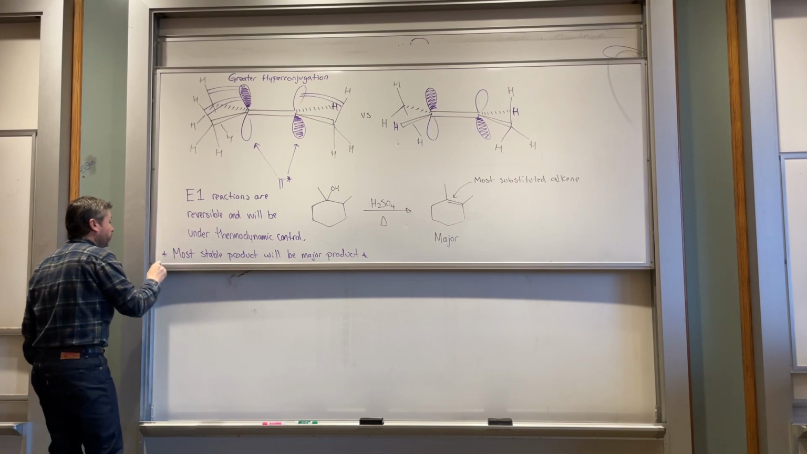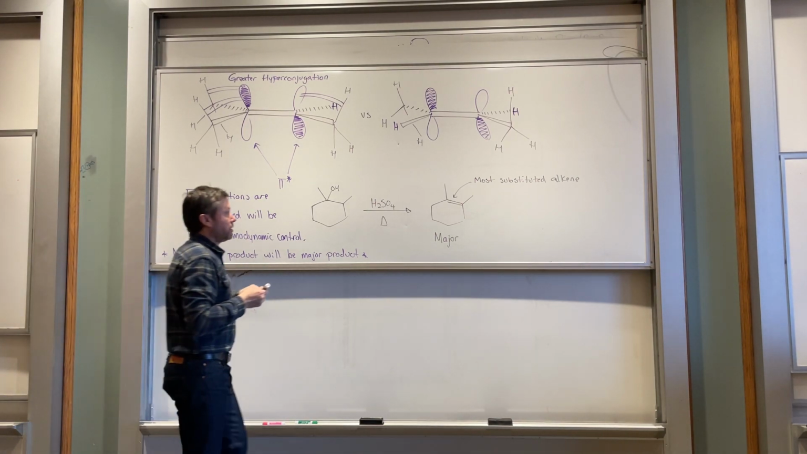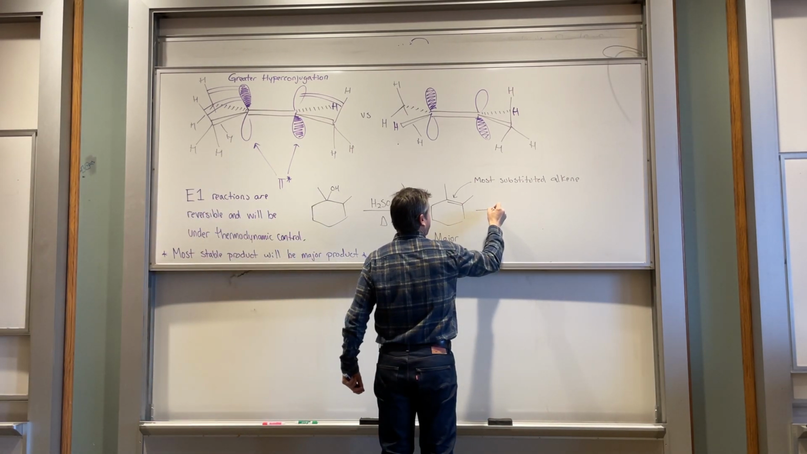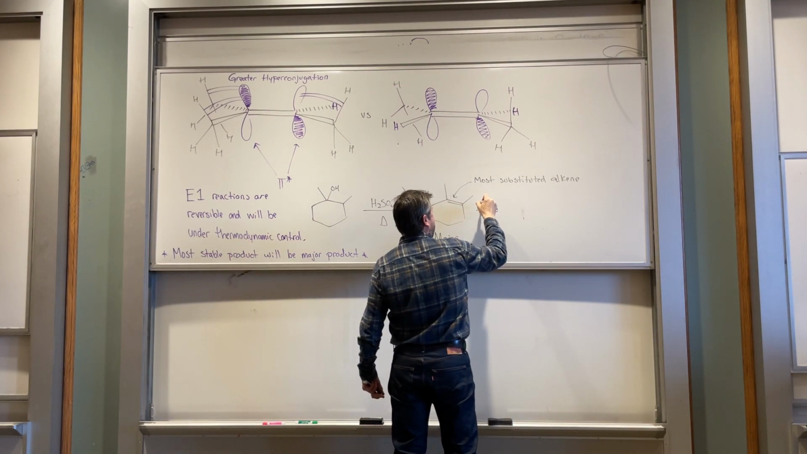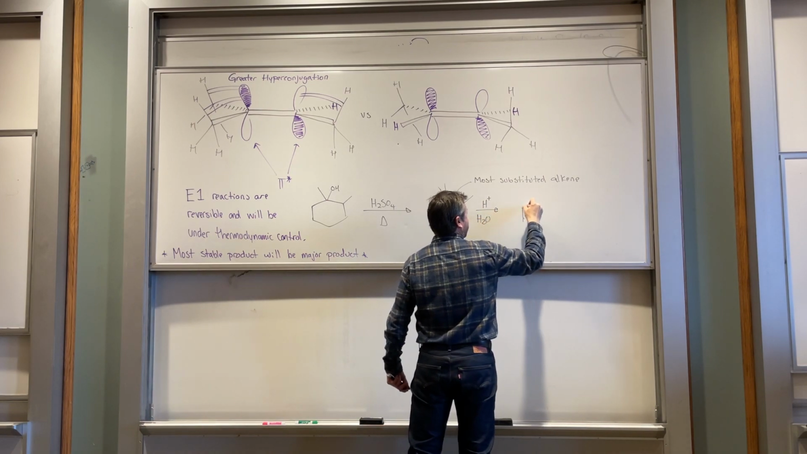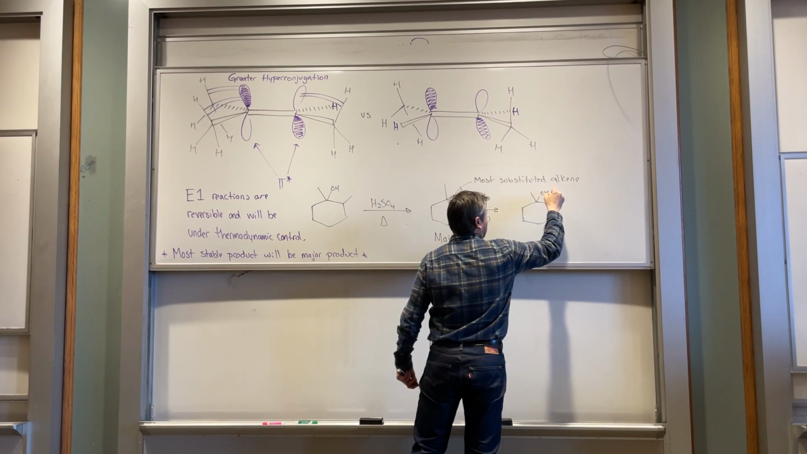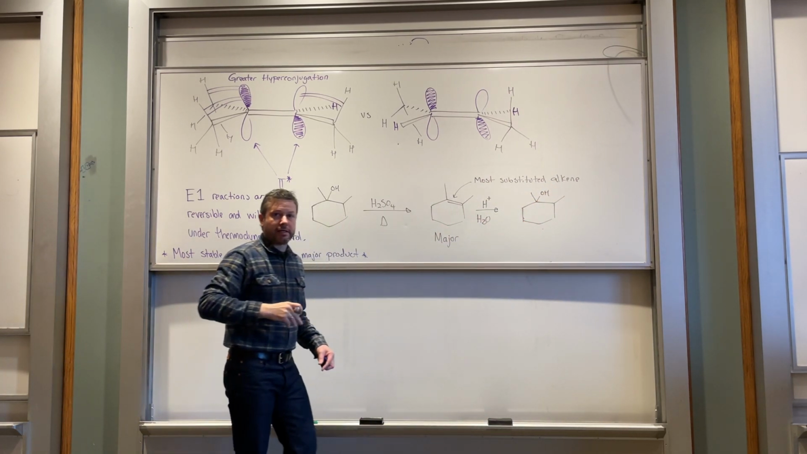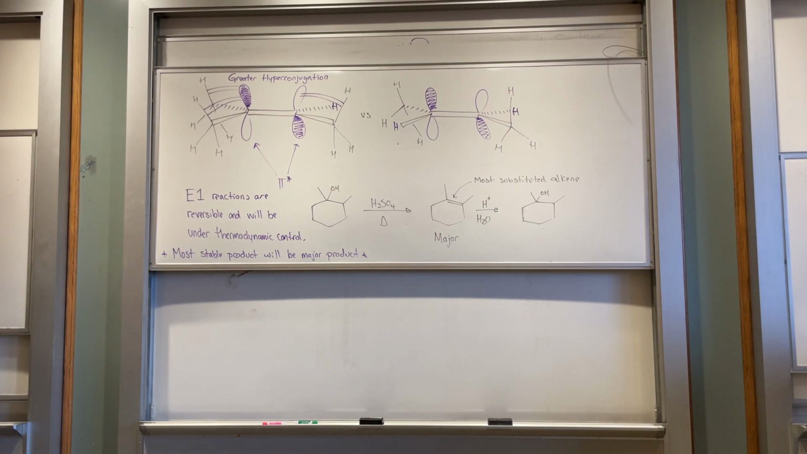So what this means for E1 chemistry anyway is that because these reactions are reversible, and we'll look at reactions where we're taking alkenes and adding acid and water and doing a hydration of that alkene. Right? And I'm sure you could rationalize the mechanism. The mechanism is just going to be the exact opposite of the mechanism that we just went over.